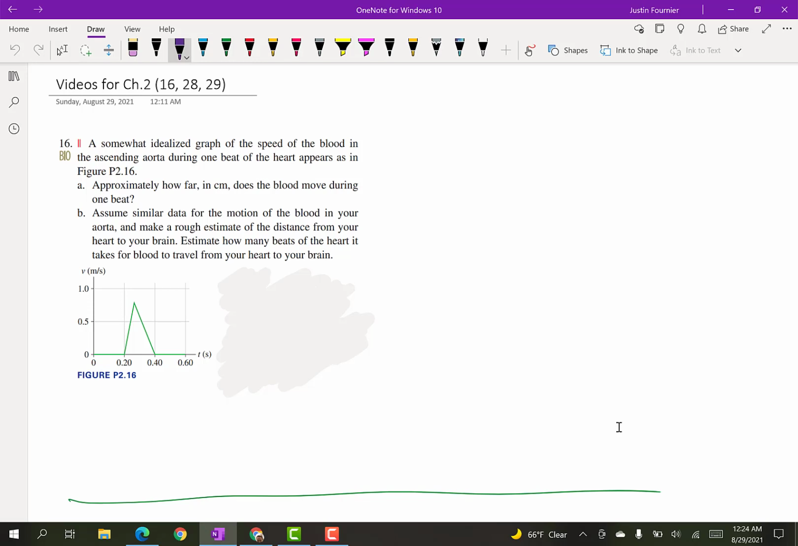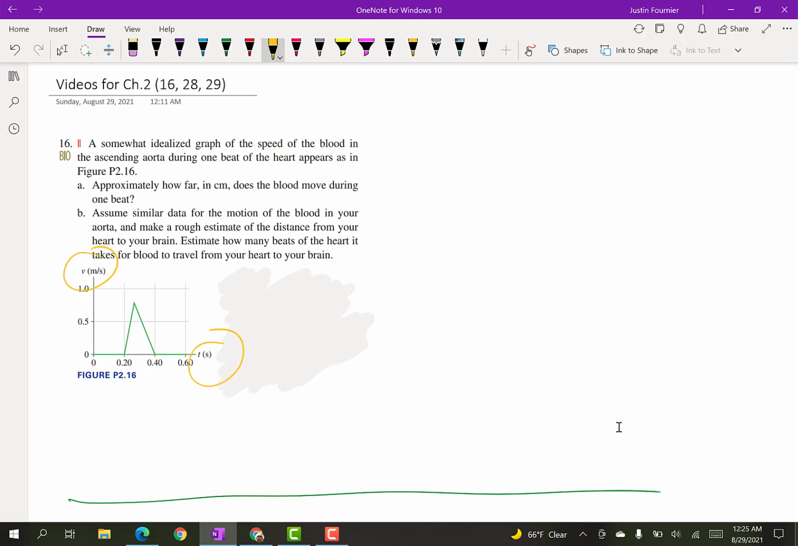Number 16. It says a somewhat idealized graph of the speed of the blood in the ascending aorta during one beat of the heart appears as in this figure right here. And then it says approximately how far in centimeters does the blood move during one beat. So I'm assuming this is one beat right here, and I see that it's a velocity versus time graph.